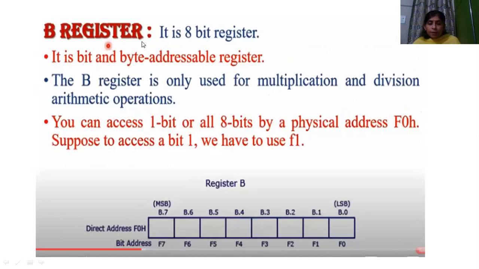B register, again it is an 8-bit register. It is like accumulator register, bit and byte addressable. It is only used for multiplication and division arithmetic operations. So this is the basic difference between accumulator register and B register. Here the least significant bit is F0 and most significant bit is F7.